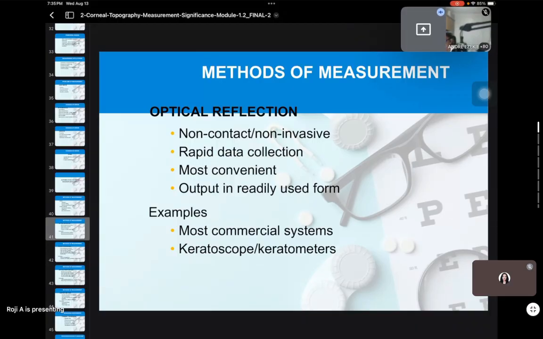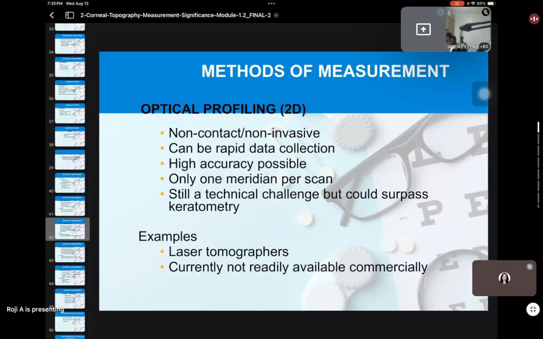I like it. Okay. Next, methods of measurement by optical profiling or your 2D. If there's 3D, there's 1D, and there's 2D. And what do we understand about the difference of 1, 2, and 3D?